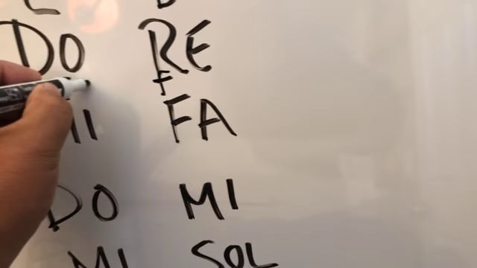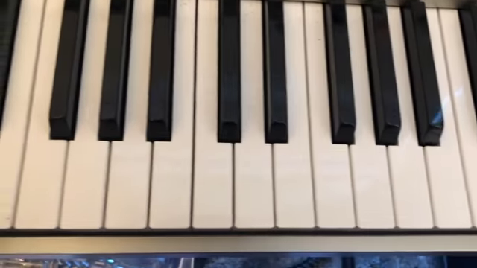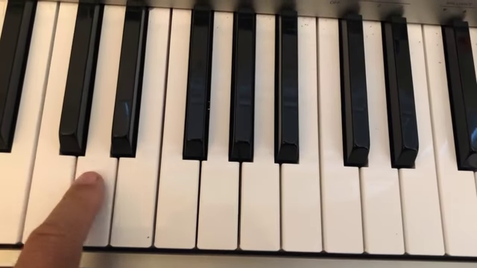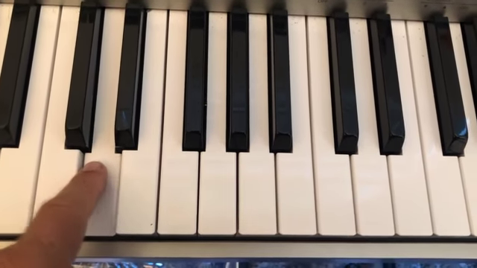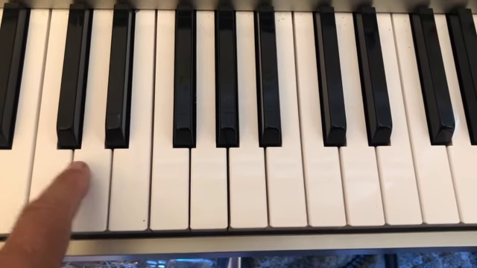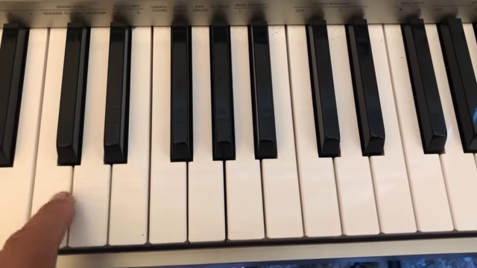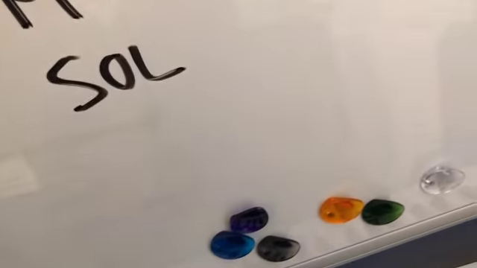And I want to check the distances between those. Let's go down to the piano here. Do, re. You see it's got this extra key there? So it's 2 half steps. And 2 halves is a whole step. So this here is a whole step.